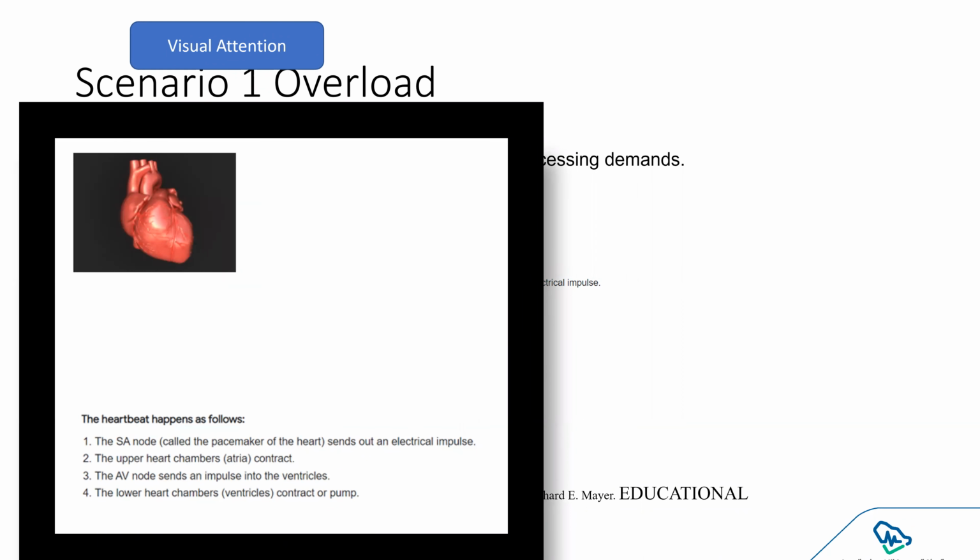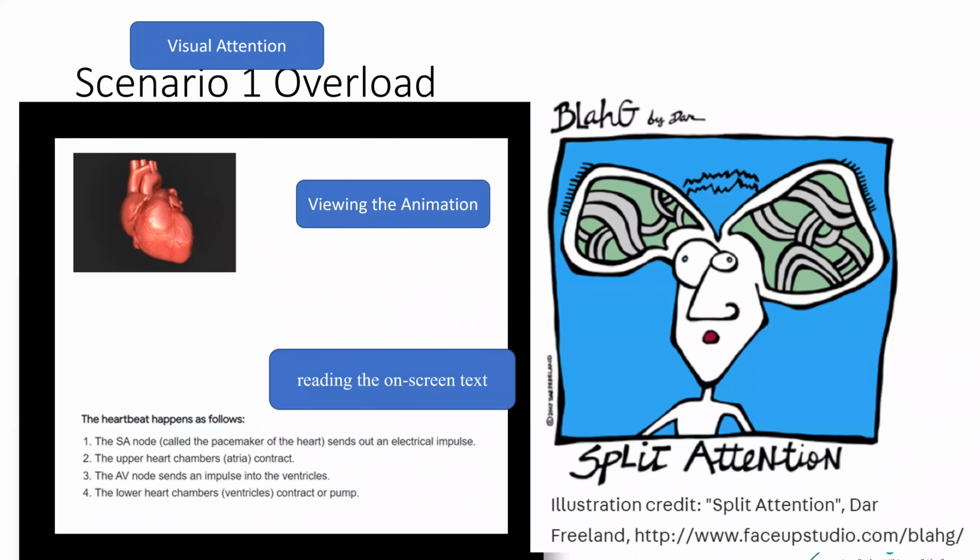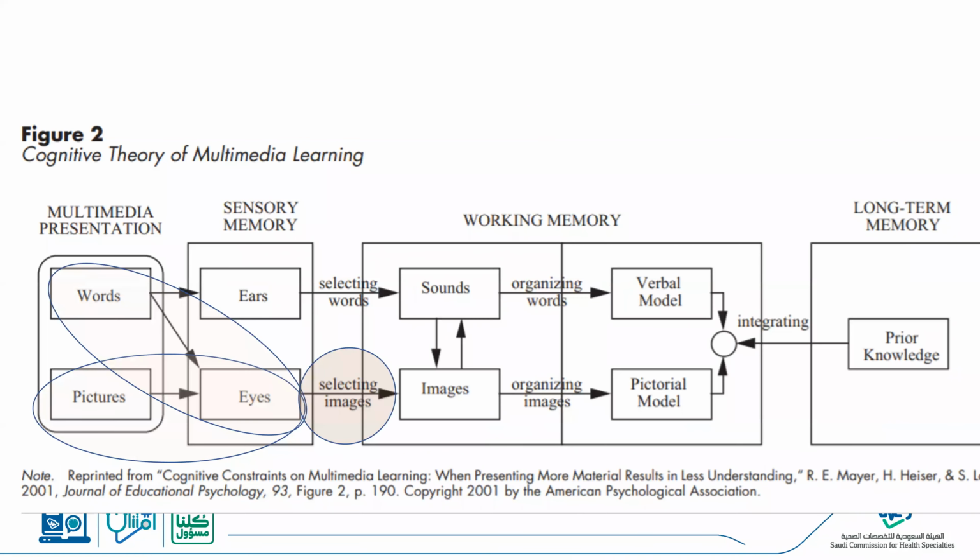So you have the video up and then the text down. Now this is going to cause a split attention, because while I'm looking at the video, I cannot read the text. And while I'm looking at the text, I can't see the video. So this is going to cause a split attention, where the information is split between viewing the animation and viewing the on-screen text. So this is what you try to avoid. And this is what happens.